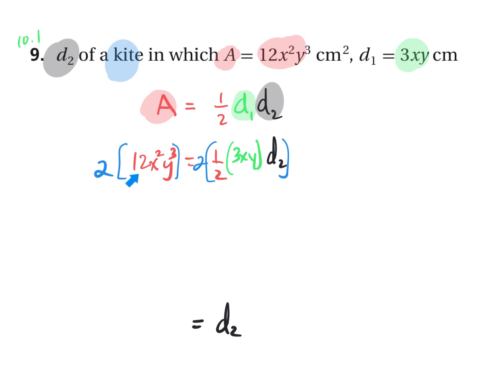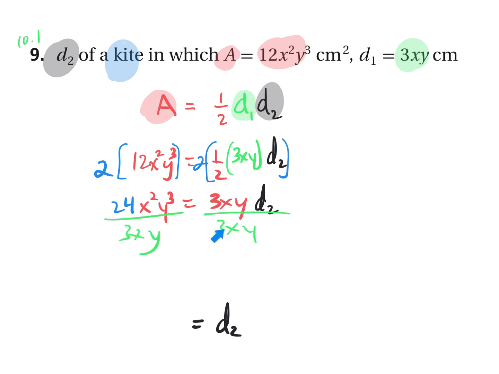On the left, 2 times the left side is 24x squared y cubed. And on the right side, 2 times 1/2 is 1. And 1 times 3xy d2 is just 3xy d2. And now we're going to get rid of this times 3xy by doing the inverse operation. Dividing both sides by 3xy leaves us with this, which can be simplified. And on the right side, 3xy divided by 3xy is 1, leaving us with just d2.